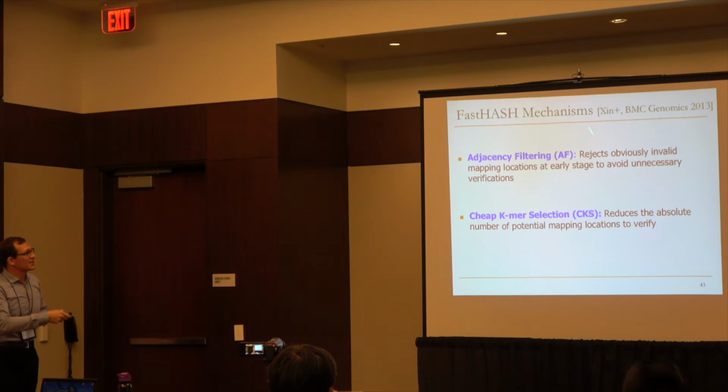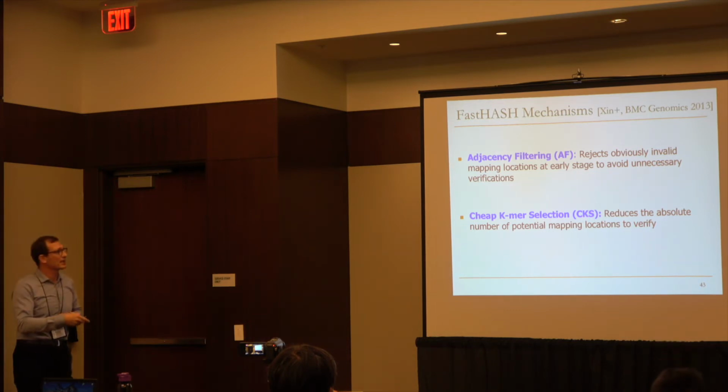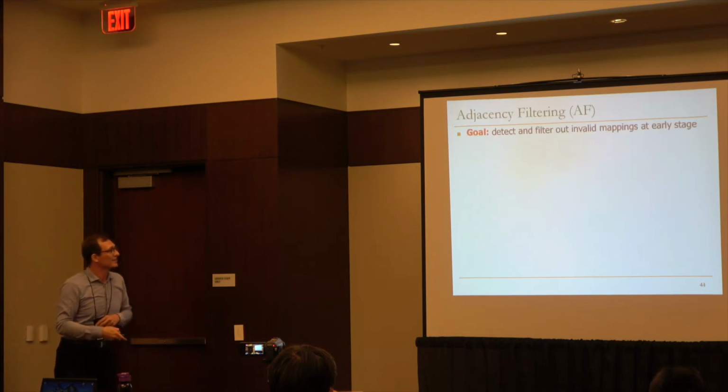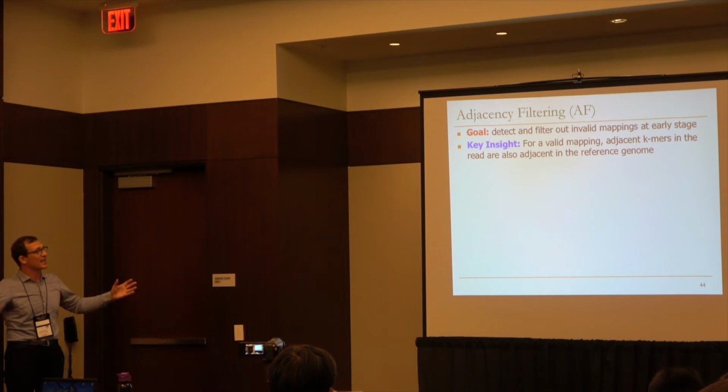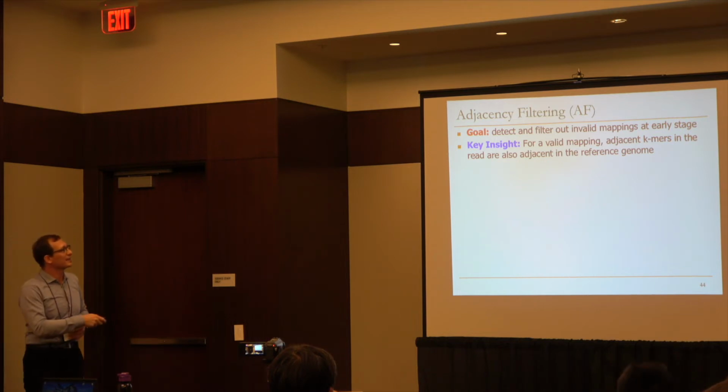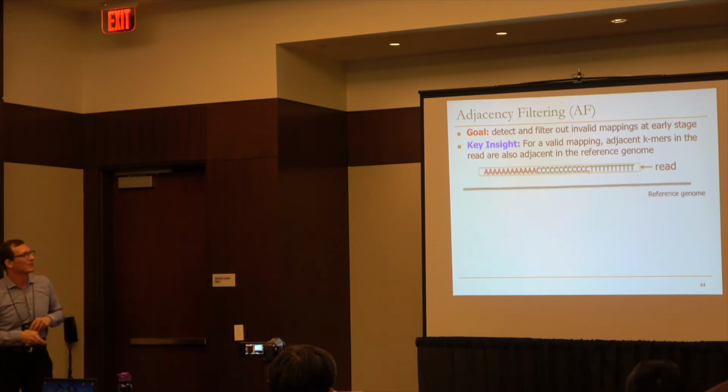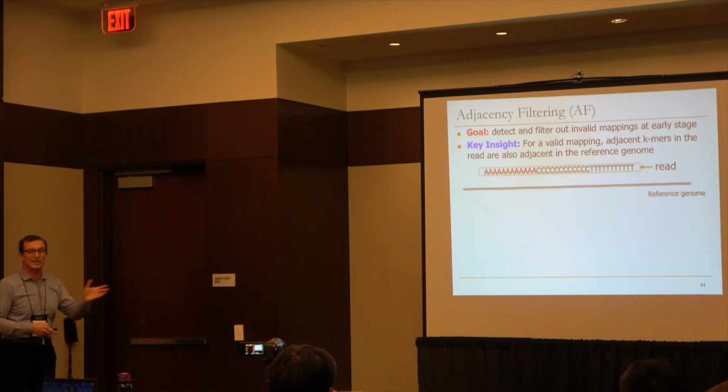So there are 2 ideas. One is adjacency filtering. We want to reject obviously invalid mapping locations at an early stage to avoid unnecessary verification. So let's take a look at this. How do we do that? The key insight is that for a valid mapping, adjacent k-mers, strings of length k in the read, are also adjacent in the reference genome. If this doesn't hold, you don't need to do the edit distance computation.